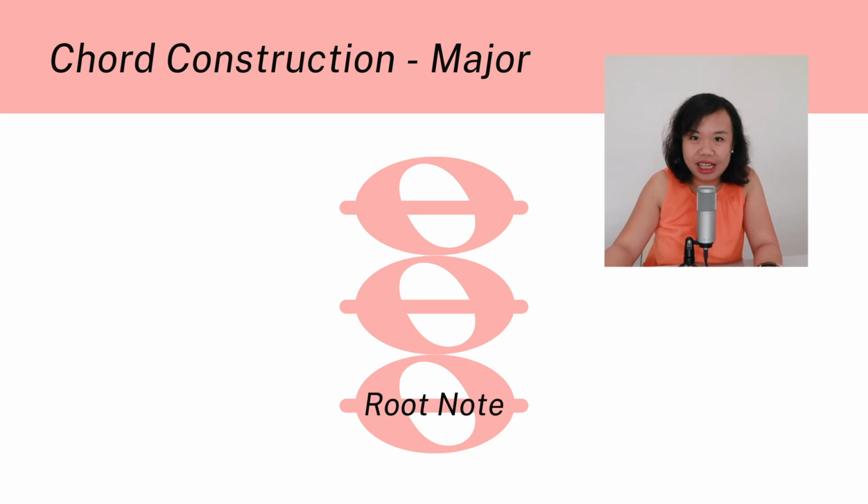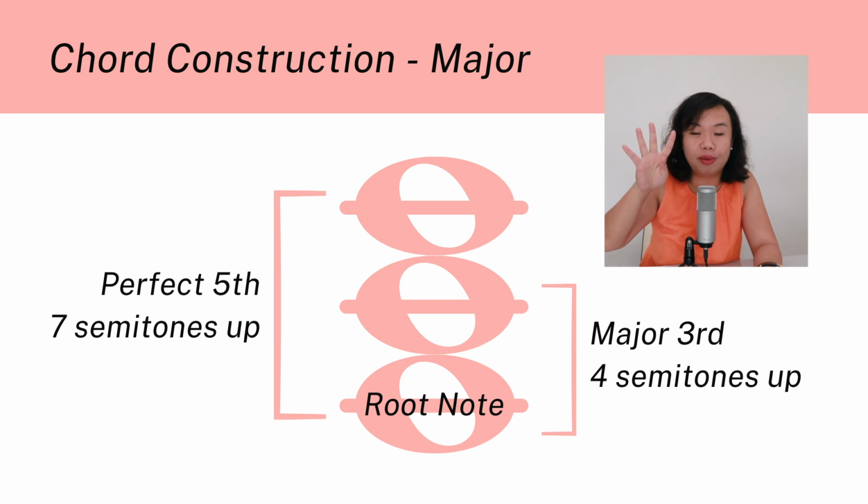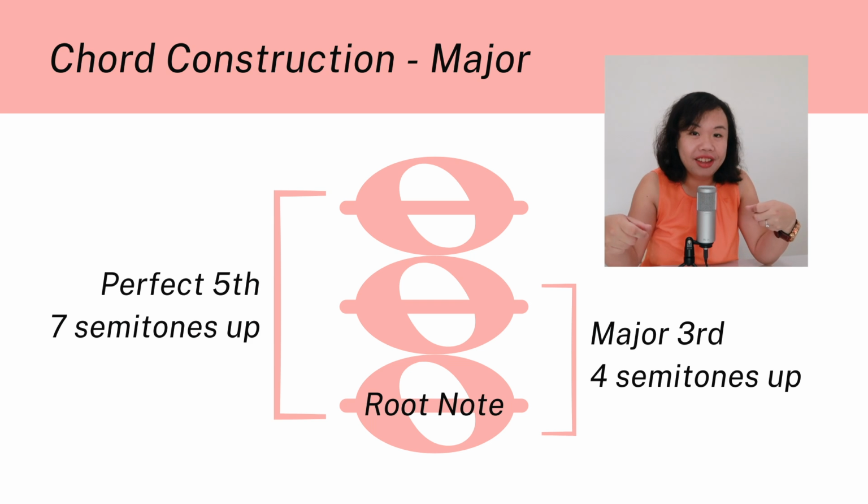Okay? So let's dive into the formula. A major chord consists of a major third and a perfect fifth from the root note. To find the major third, simply count out 4 semitones from the root note, and for the perfect fifth, you're going to count out 7 semitones from the root note.